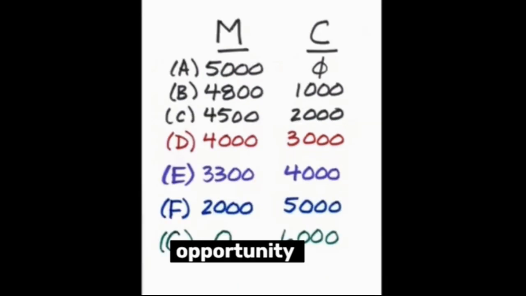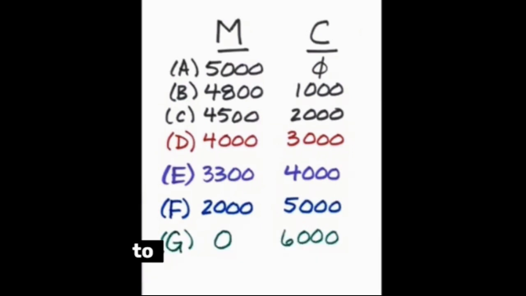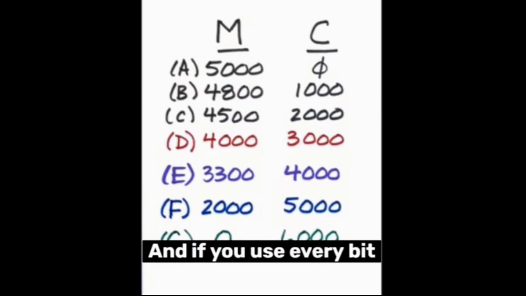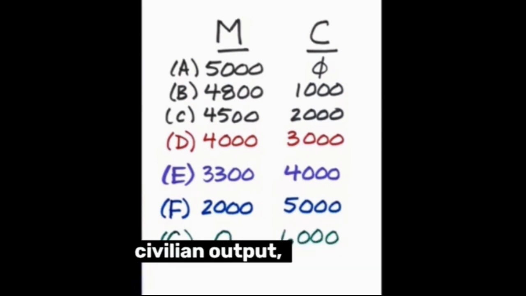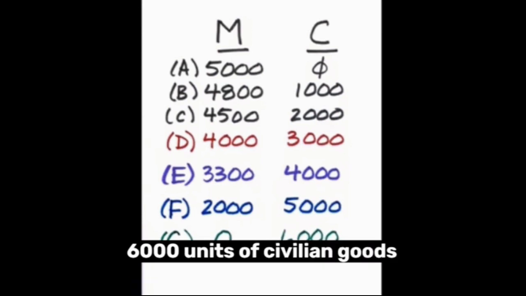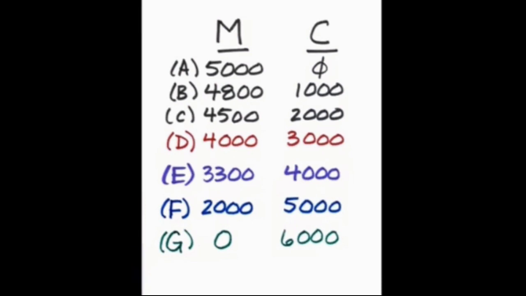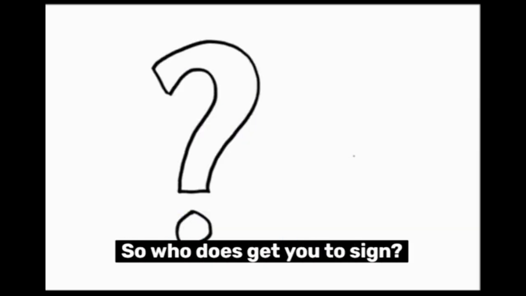Following this pattern of increasing opportunity cost, let's complete the table. To get 3,000 civilian goods, you drop to 4,000 military. To get 4,000 civilian, you drop to 3,300 military. To get 5,000 civilian, you drop to 2,000 military. And if you use every bit of society's resources for civilian output, you'll have 6,000 units of civilian goods, but not have any resources left for military production. Again, as the economic analyst, it isn't your job to decide which of these combinations is good or bad. So, who does get to decide?